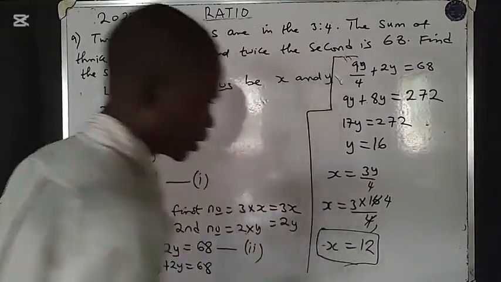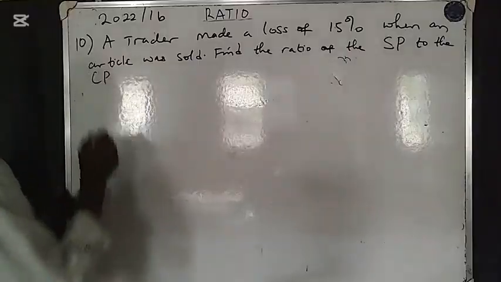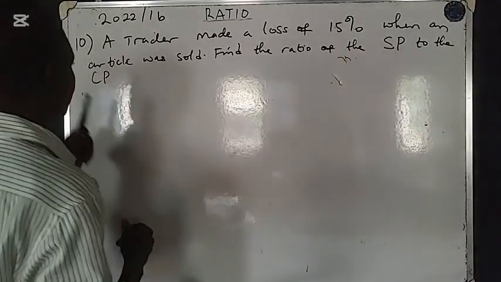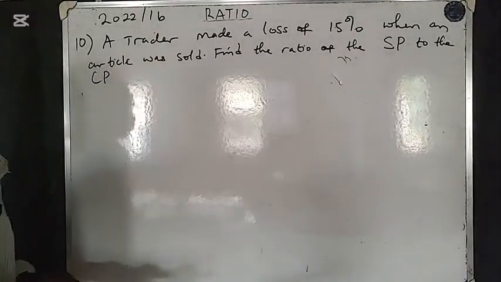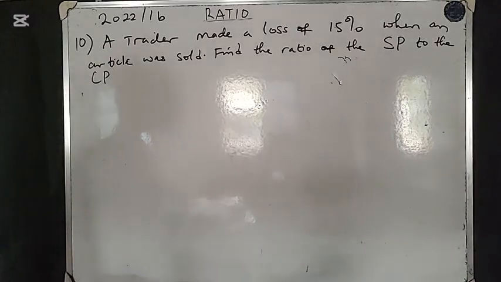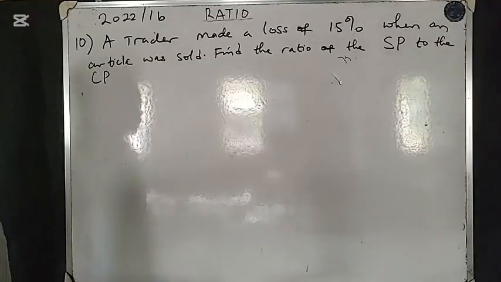So we move to the next question. SP for short, selling price. CP for short, cost price. A trader made a loss of 15% when an article was sold. Find the ratio of the SP to the CP, right?